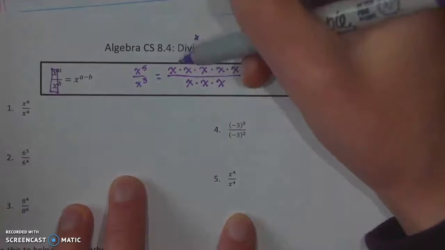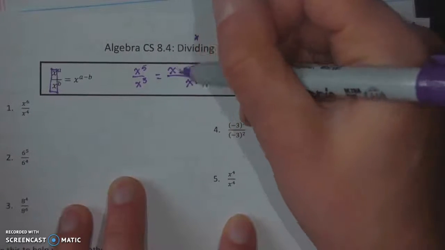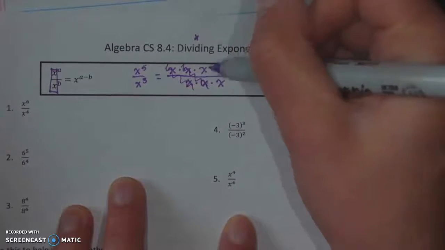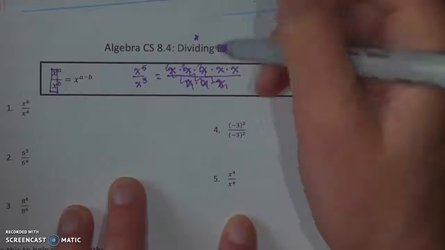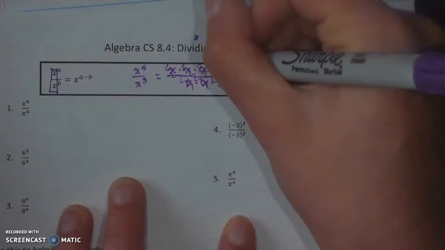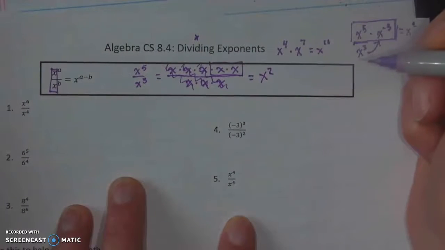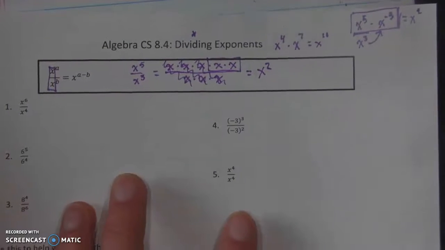Now, don't forget that if everything is multiplication, you can cross out values that are the same. So this x and this x could get canceled out. This and this gets canceled out. This and this gets canceled out. This division is canceling out the multiplication. That leaves you with 2 x's in the top, or x to the 2nd. So that is how we're going to use this rule.